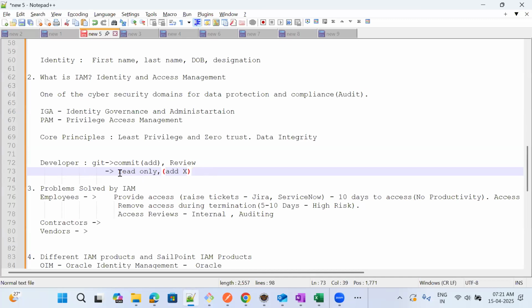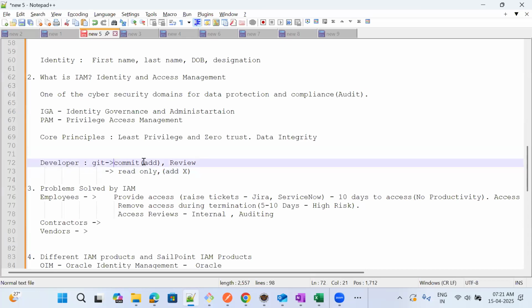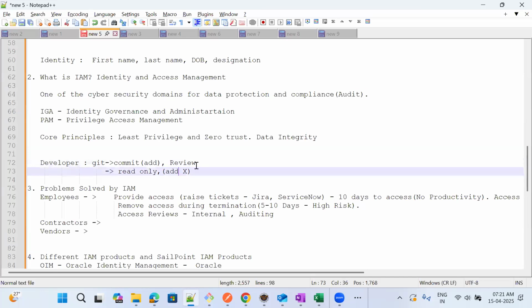So that's why I should not get access less than what is required. At the same time, I should not get access more than what is required. So I should only get the minimum level of permission that is required to carry forward my day-to-day work. So this is what the least privilege principle explains.